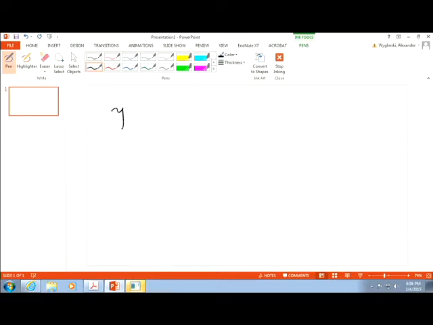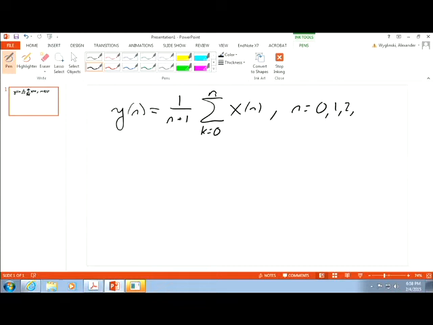So what we've got is y of n is equal to 1 over n plus 1, and we have the summation of all those guys, k equals 0, x of n. And then we know that n goes 1, 2, all the way to infinity. That's going to be the problem, right? Because what happens when n is huge? We're going to have a trail of x of n's that are all summed up together here. And at some point, this might not be manageable.